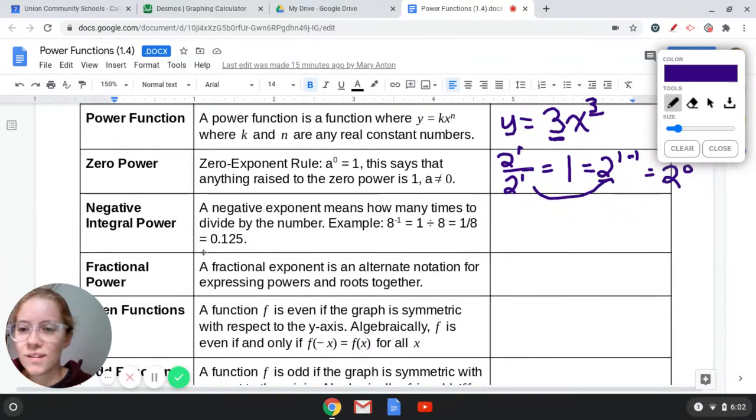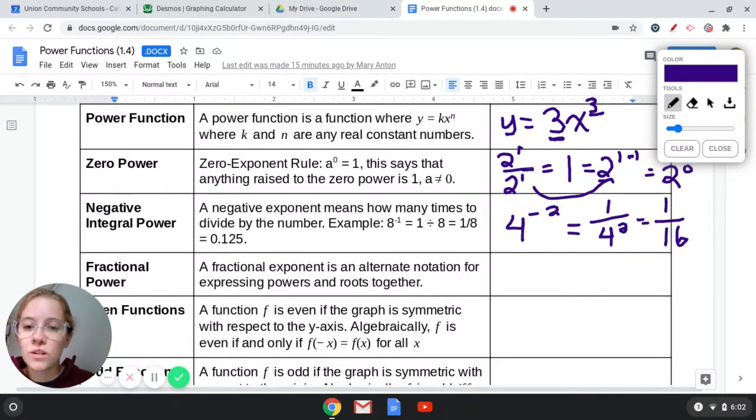So now we're going to talk about the negative power. A negative exponent means how many times to divide by that number. For example, 8 to the negative first power is the same thing as 1 divided by 8, which is the fraction 1/8, which is 0.125. Another example, 4 to the negative 2 power is the same thing as 1 over 4 squared, which is 1 over 16.